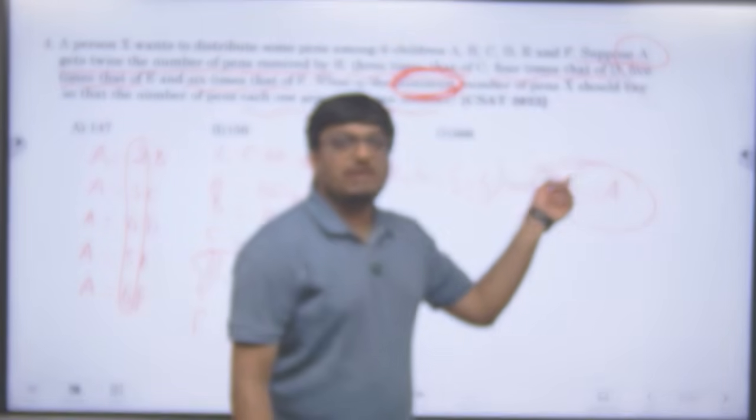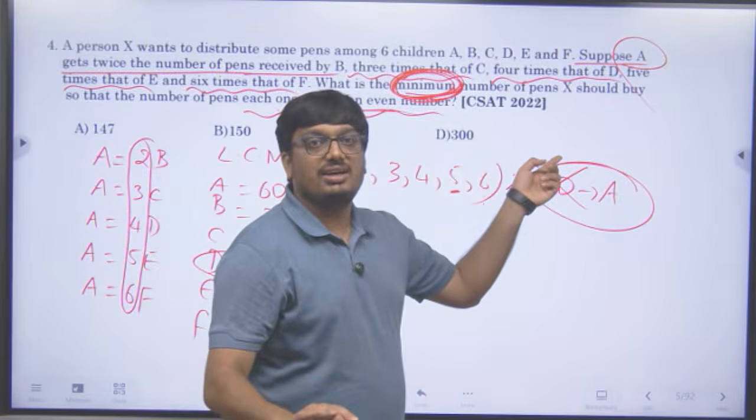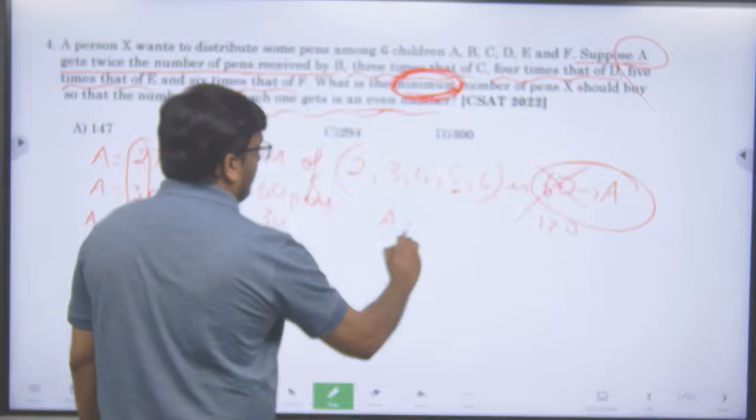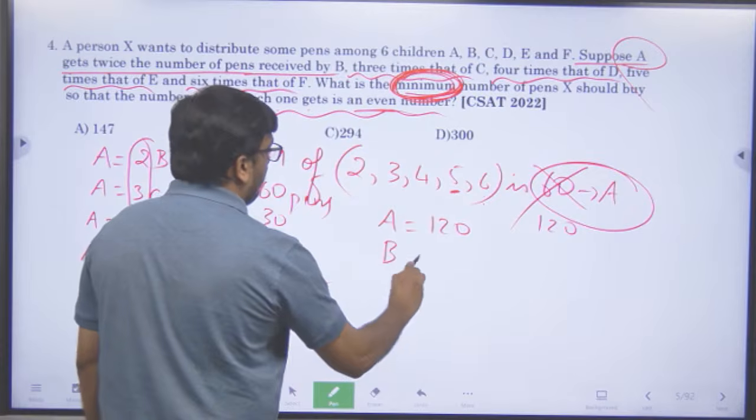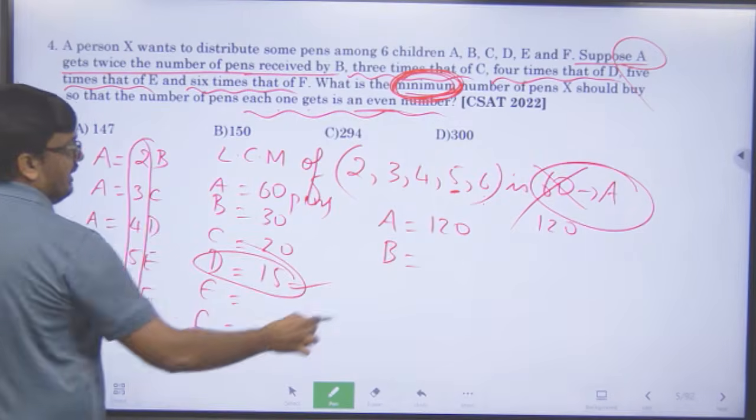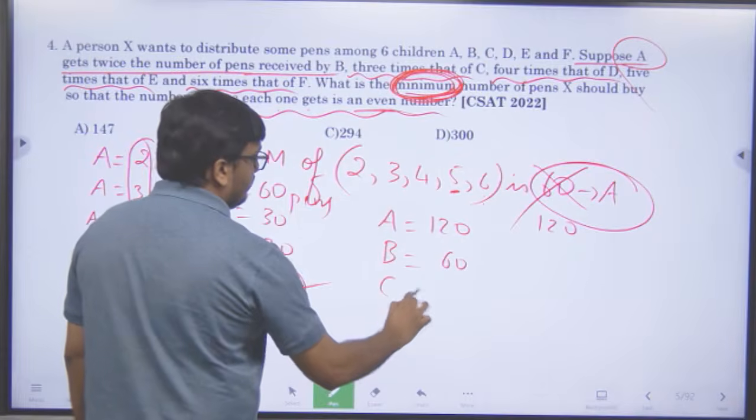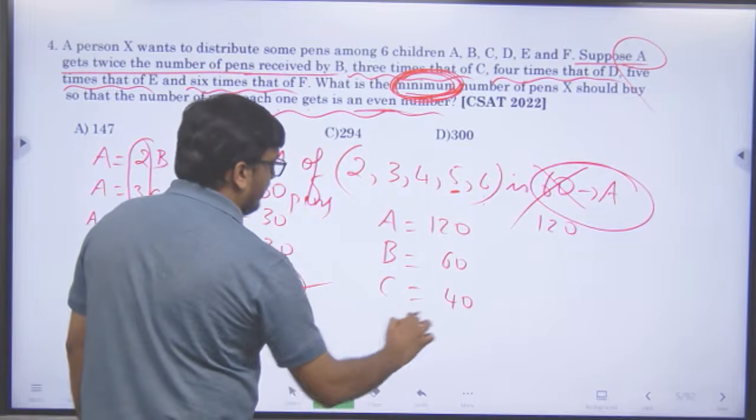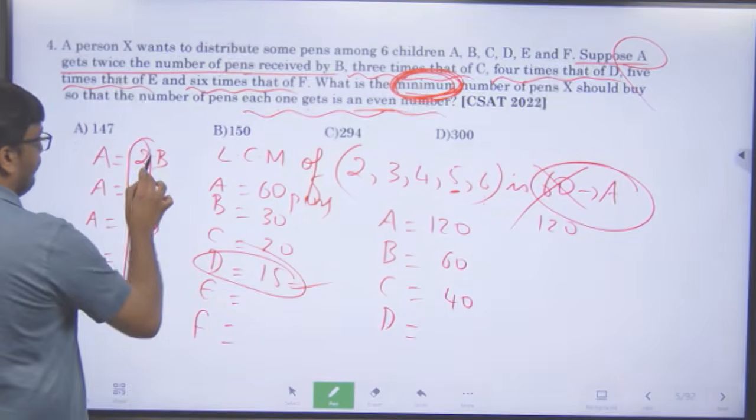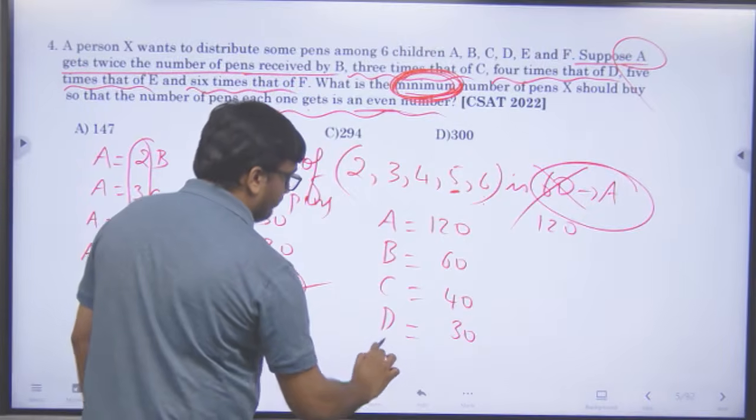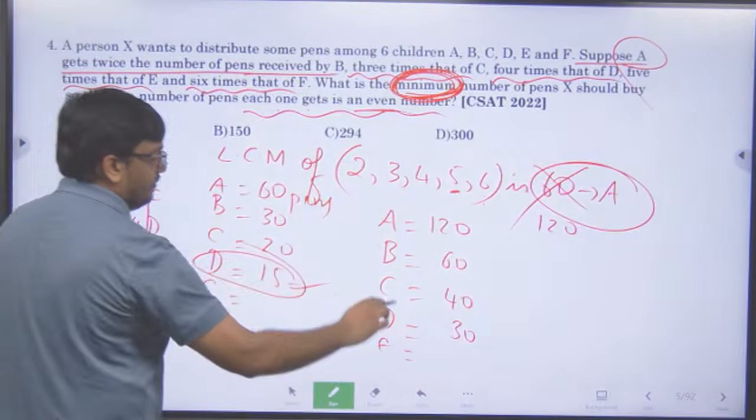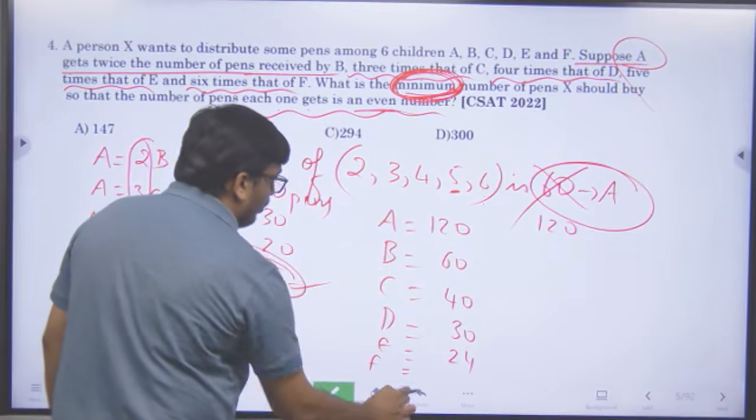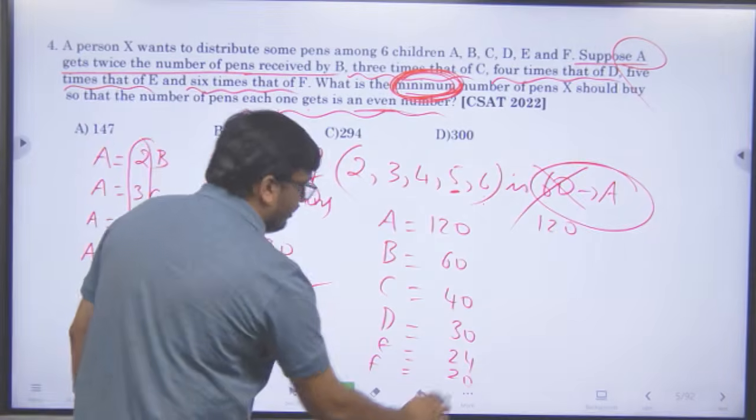If the LCM is not 60, what may be the LCM? Next multiple. You should take the next multiple. That is 6 twos are 120. That is, A will get 120 pens. B will get half of A. That is 120 by 2, 60. C will get 1/3 of A. That is 40. D will get 1/4. That is 30. E gets 1/5. 5 fours are 20. F will get 1/6, that is 20.